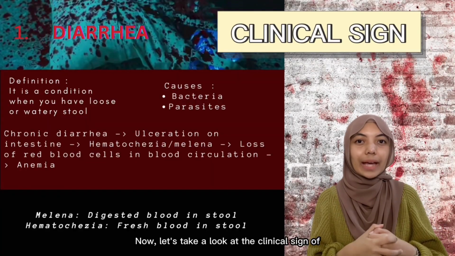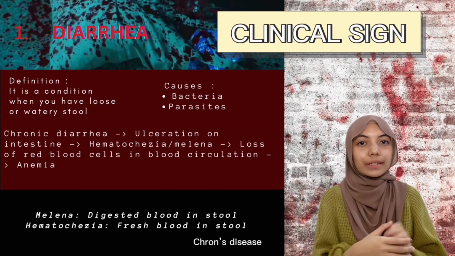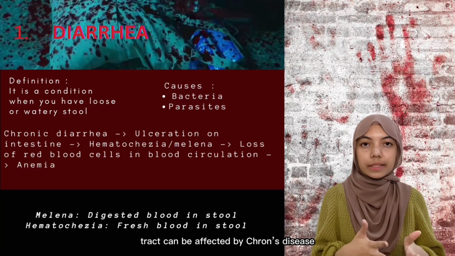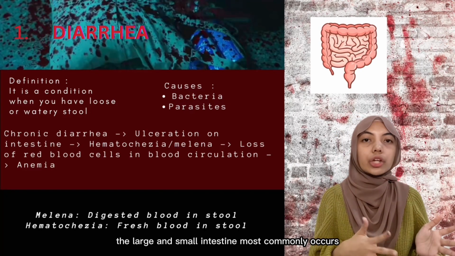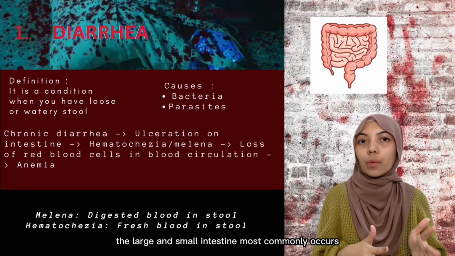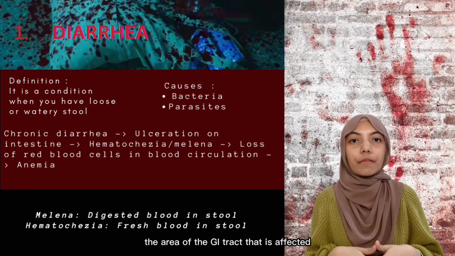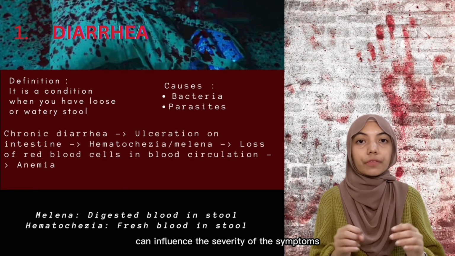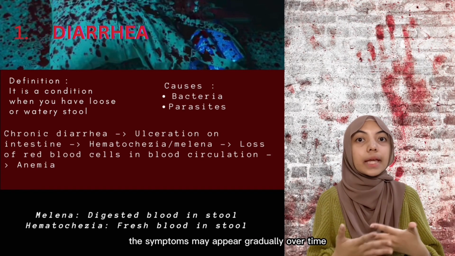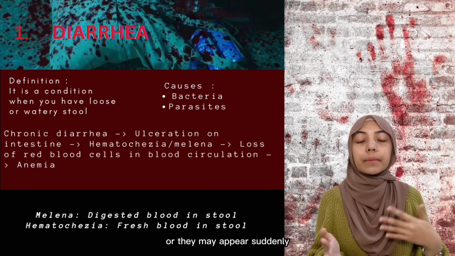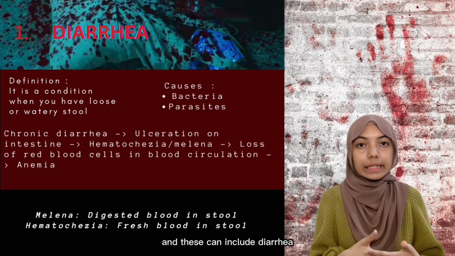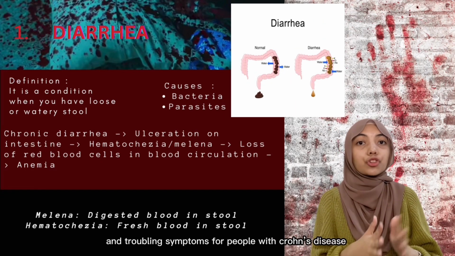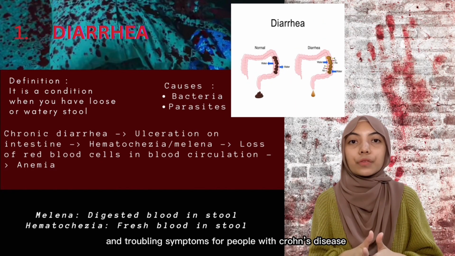Now, let's take a look at the clinical signs of Crohn's disease. Although any part of the GI tract can be affected by Crohn's disease, the large and small intestine most commonly occurs. The area of the GI tract that is affected can influence the severity of the symptoms. The symptoms may appear gradually over time or they may appear suddenly, and these can include diarrhea.